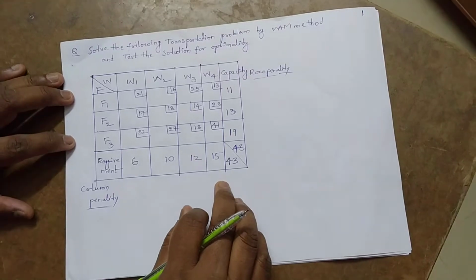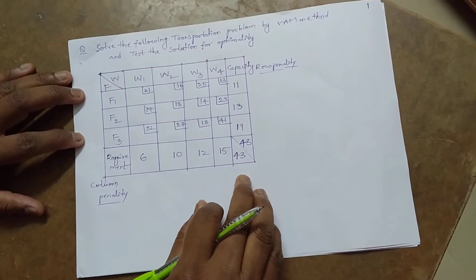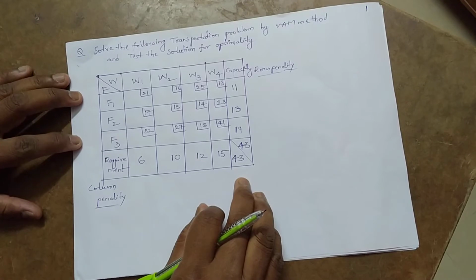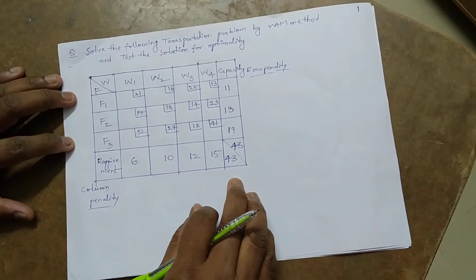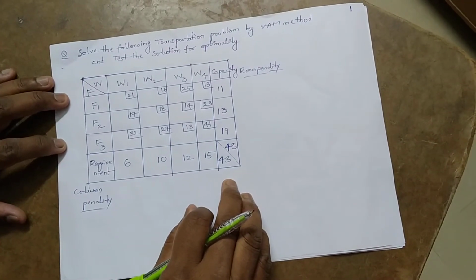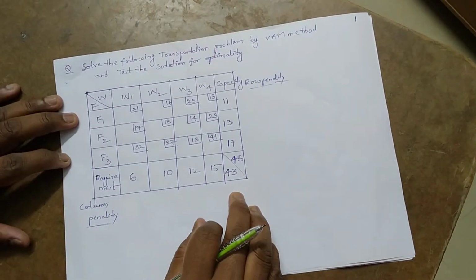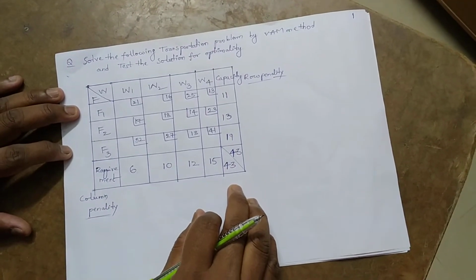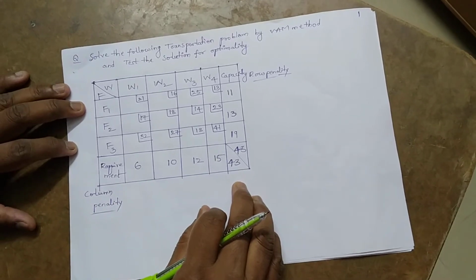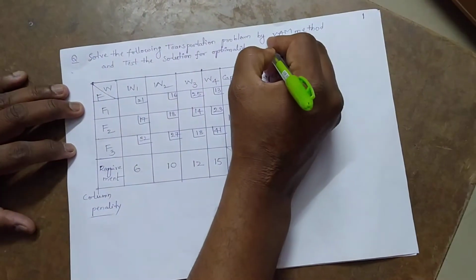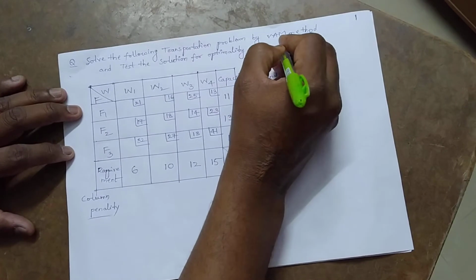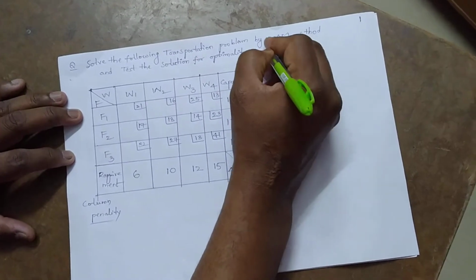Morning. Today we are going to see an important transportation problem by using modified distribution method. Initially we are going to find out the initial basic feasible solution by using VAM method, and we are going to check the optimality condition by using MODI method. MODI method is nothing but modified distribution method.